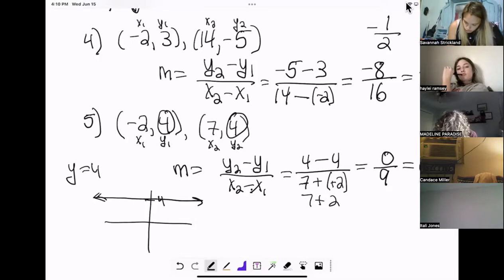So the only two special cases really are the undefined vertical line case, which is not a function, and the 0 slope, which is a function. It's just a horizontal line.